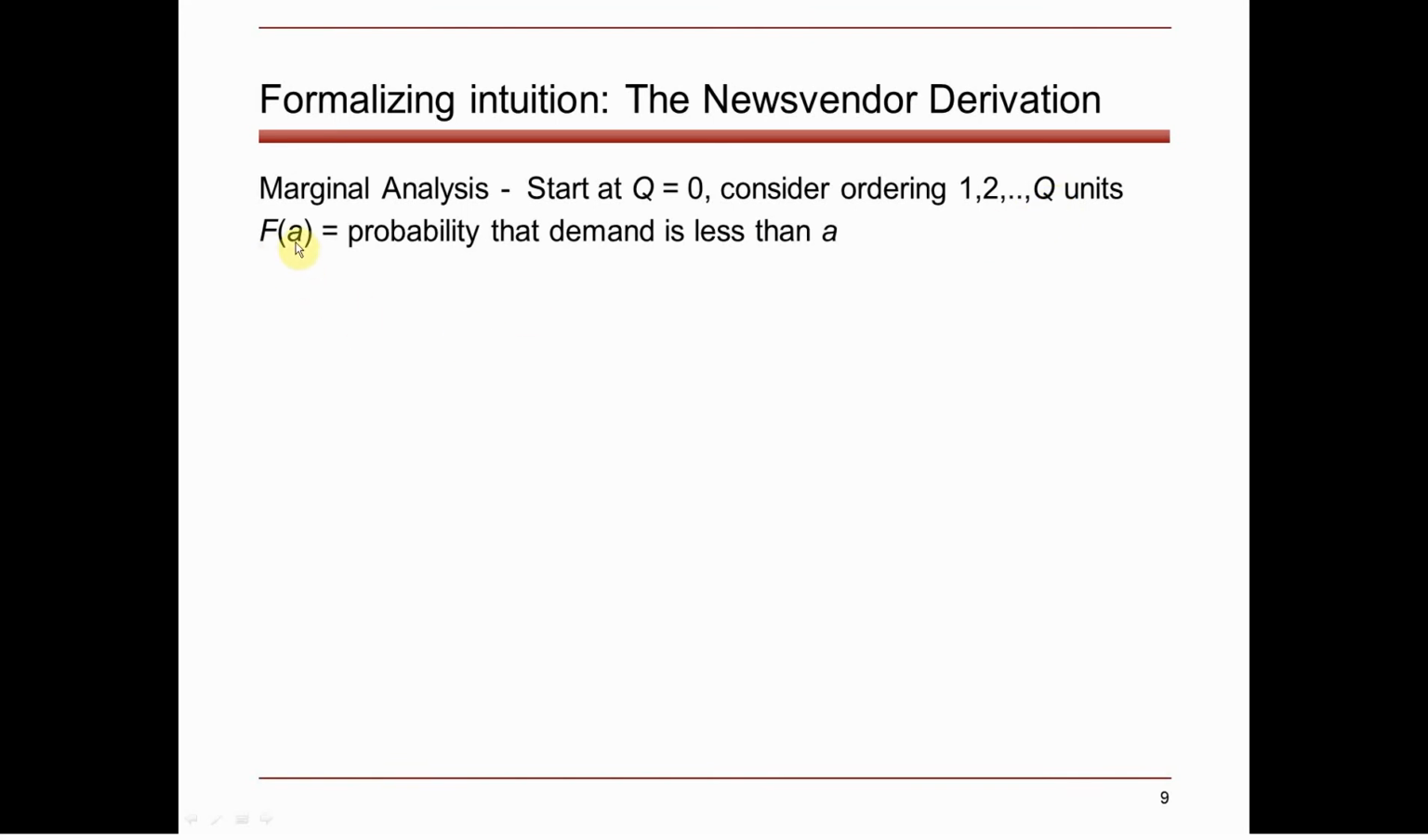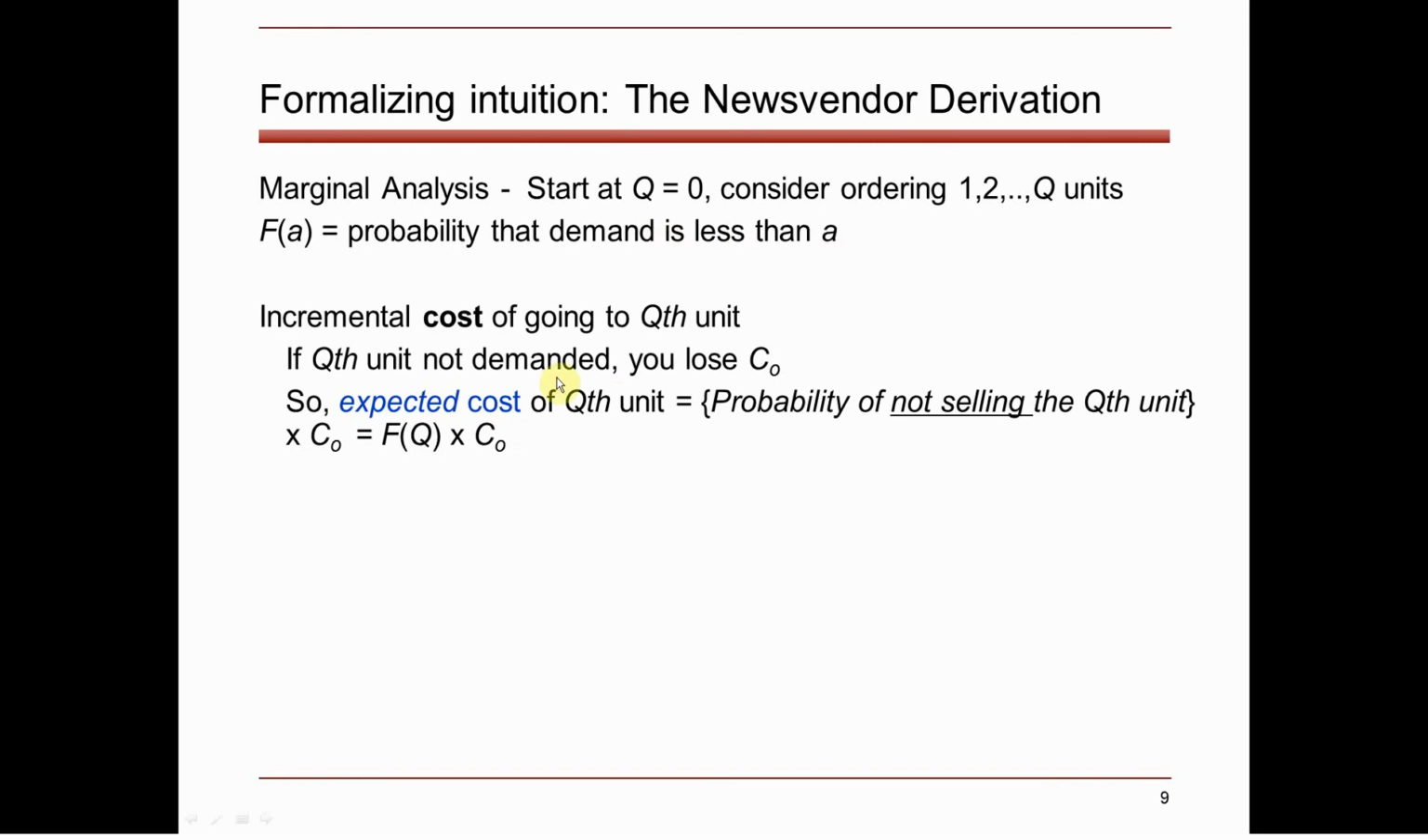Let F of a, so this is going to be some function of a, be the probability that demand is less than a. So in other words, this is going to say how likely it is that we'd sell a or fewer newspapers. So F of a, again, is the probability that we sell a or fewer newspapers. So the incremental cost of going to the Qth unit, now, so we go up to the Qth unit. We buy 0, 1, 2, 3, one unit at a time.